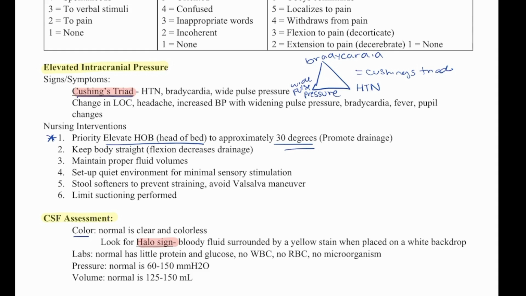Also labs, so normally cerebral spinal fluid has little protein and glucose with no white blood cells and no red blood cells and no microorganisms. So we want to make sure that it doesn't have those types of things or else it's abnormal. Pressure, so the normal pressure is 60 to 150, and the normal volume is 125 to 150 milliliters.